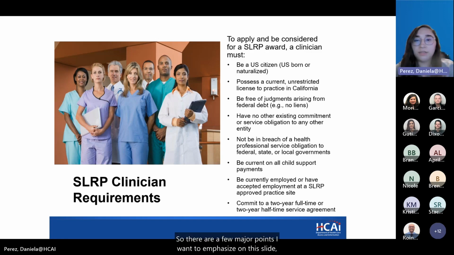There are a few major points that I want to emphasize on this slide. These slides will be made available in the coming weeks, but you can also find this information on our SLRP grant guide. A few requirements to take notice of: the first is that you must be a U.S. citizen, U.S. born or naturalized, in order to apply to the SLRP. You must also possess a current unrestricted license to practice in California.